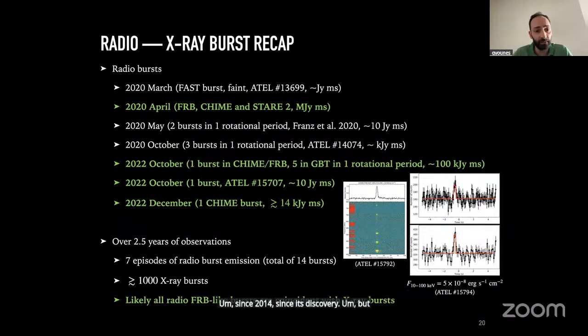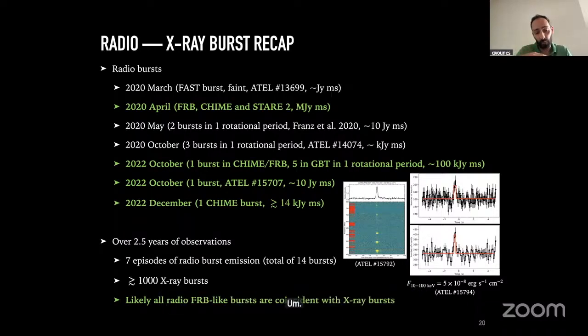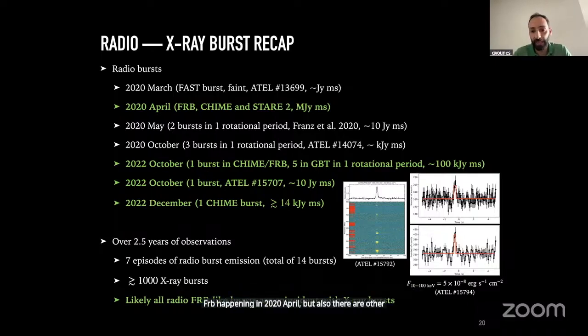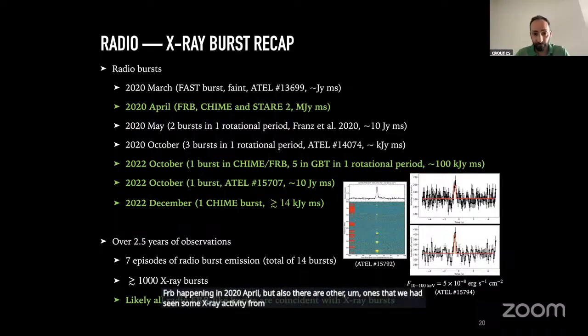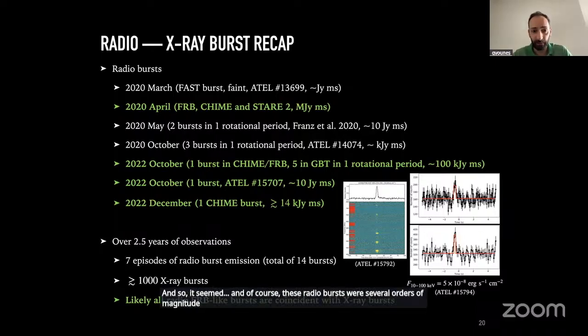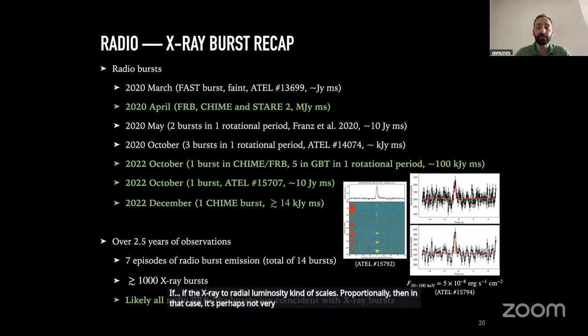But on the top, you will have basically the radio burst episodes that I have been able to collage or put together. And the green ones are the ones that have X-ray associated bursting activity as well. So not only the FRB happening in 2020 April, but also there are other ones that we had seen some X-ray activity from. And of course, these radio bursts were several orders of magnitude weaker than the FRB. And so if the X-ray to radio luminosity kind of scales proportionally, then perhaps it's not very surprising that we did not detect all of them in X-rays. And of course, we don't have full sky coverage in X-rays as well.